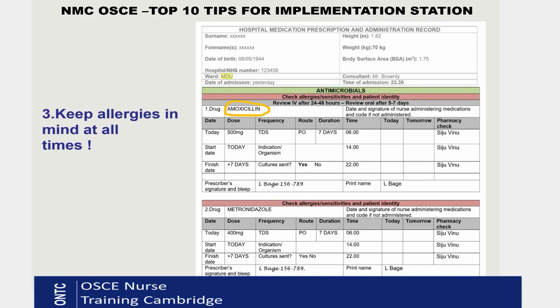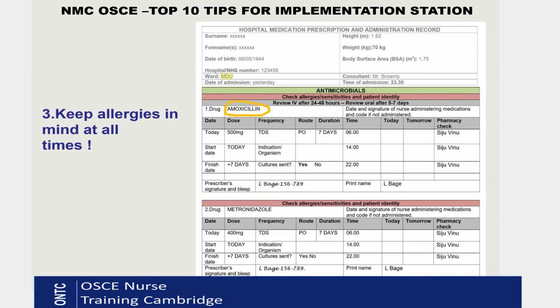Okay, so tip number 3, which is keep allergies in mind at all times. If you're going to give a drug and it's due at your time, the first thing you should be thinking in your head is, is my patient allergic to this drug? Because it's really important. In an exam situation you're a bit stressed out, so you may easily forget. So you need to think in your head, is my patient allergic to this drug before I decide to dispense it, or decide to even give it to my patient.